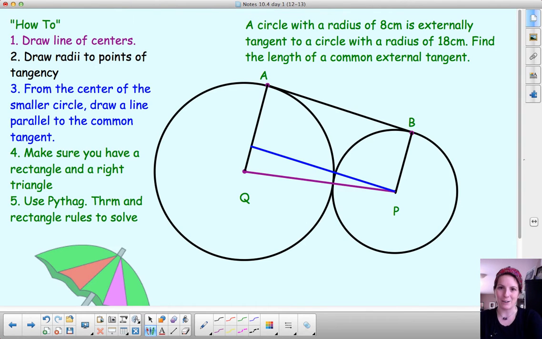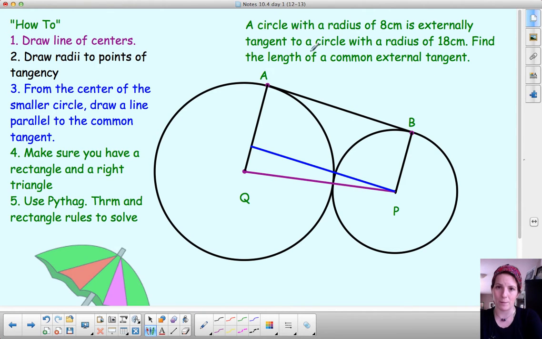Pause it if you need to write it down, but I'm going to work through it. Pause as you need to, because I probably will not give enough time for you to write. The problem says: a circle with a radius of 8 centimeters is externally tangent to a circle with a radius of 18 centimeters. Find the length of a common external tangent.